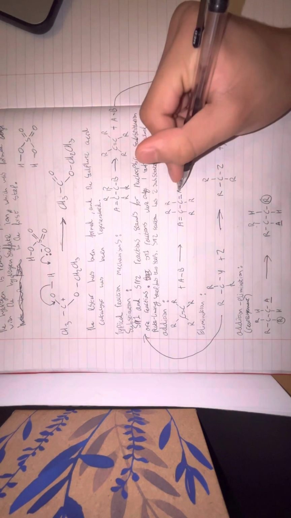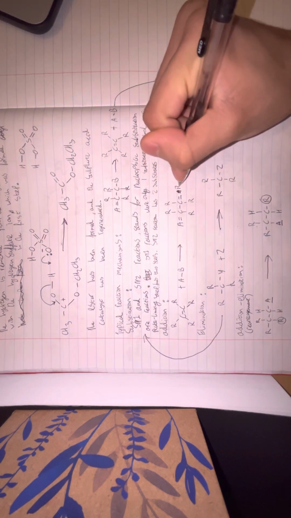Wait, I'll just remove that, it's fine. There can't be 2 A's if there are not 2 A's in the reaction. It will be AB.